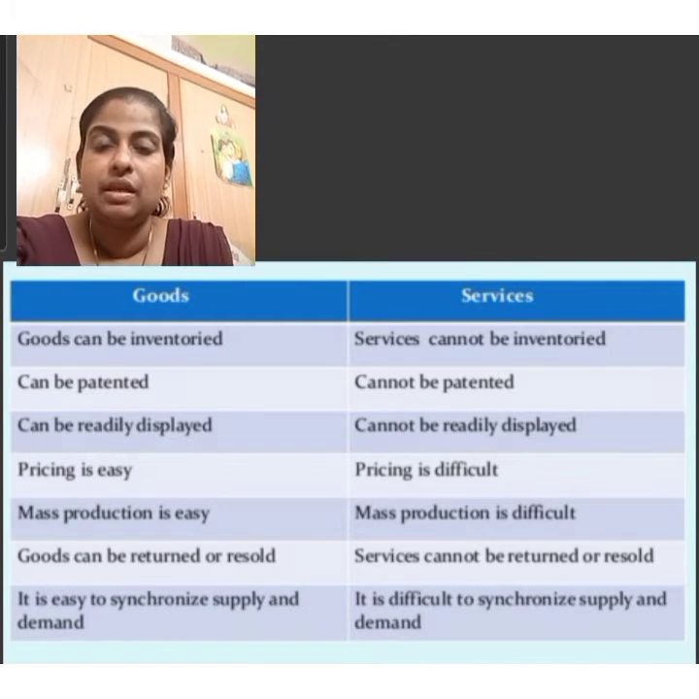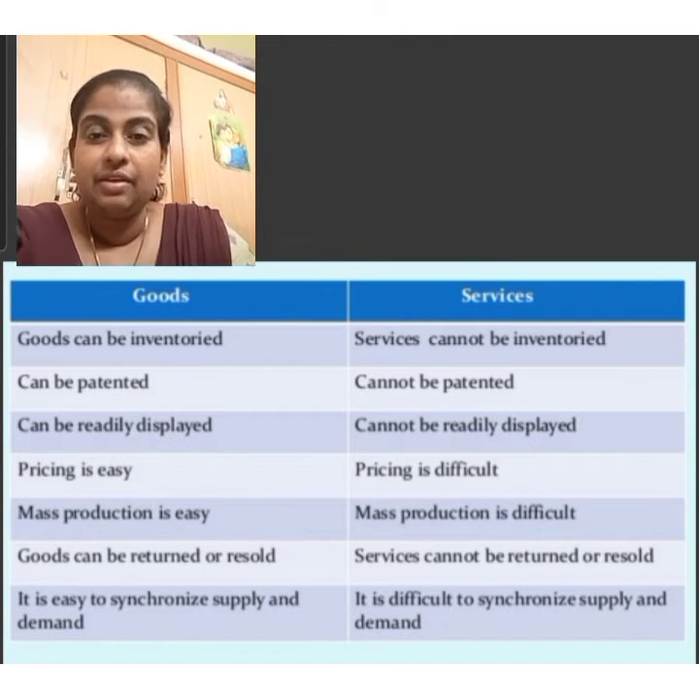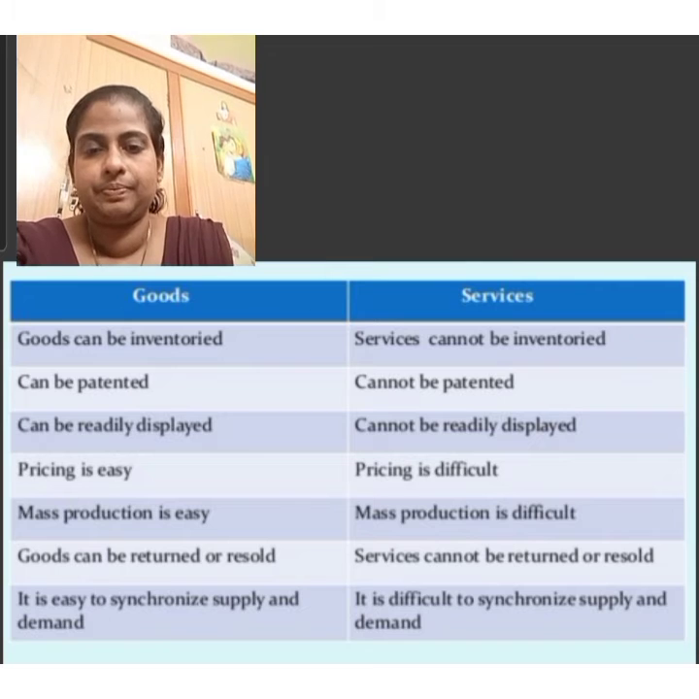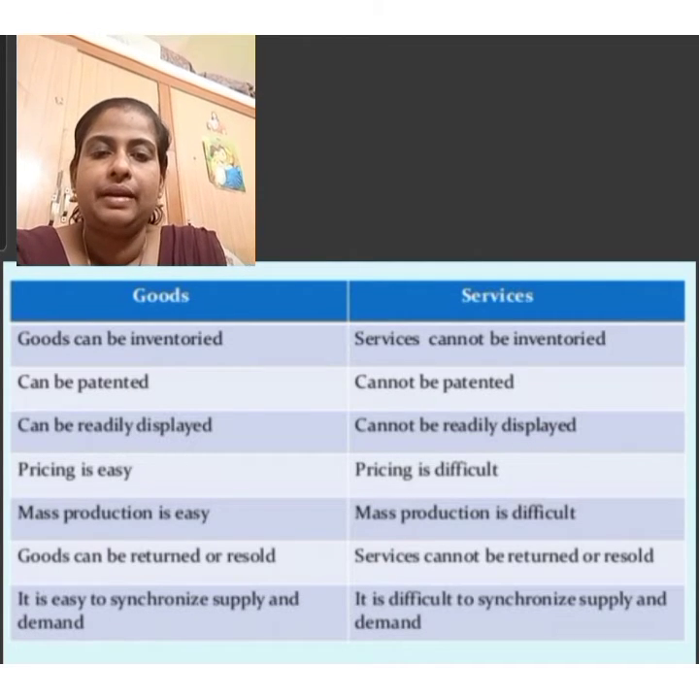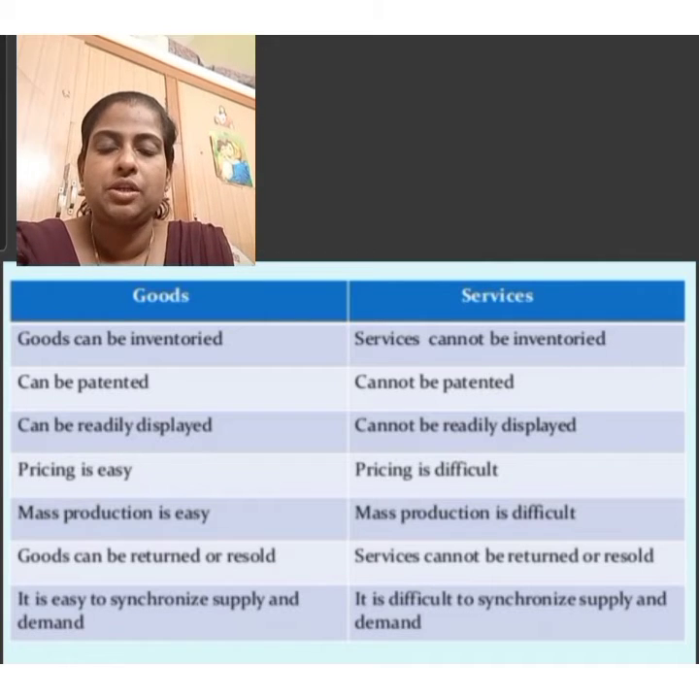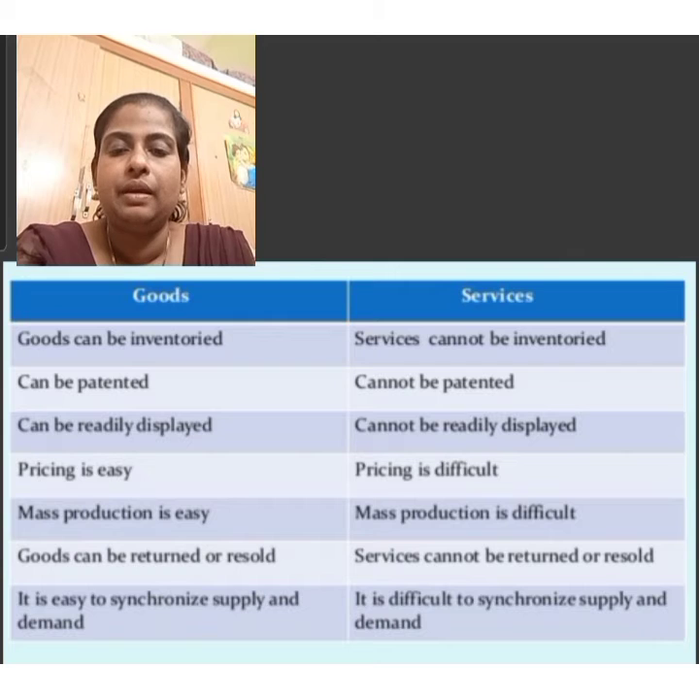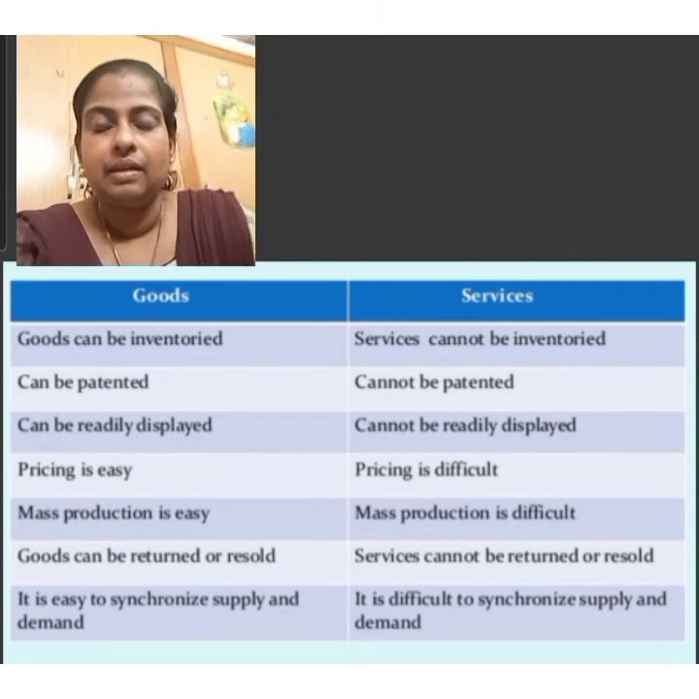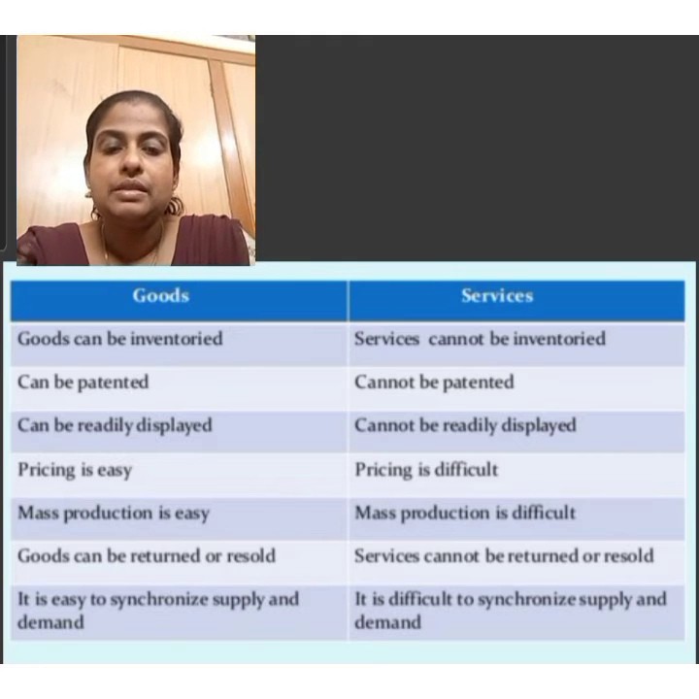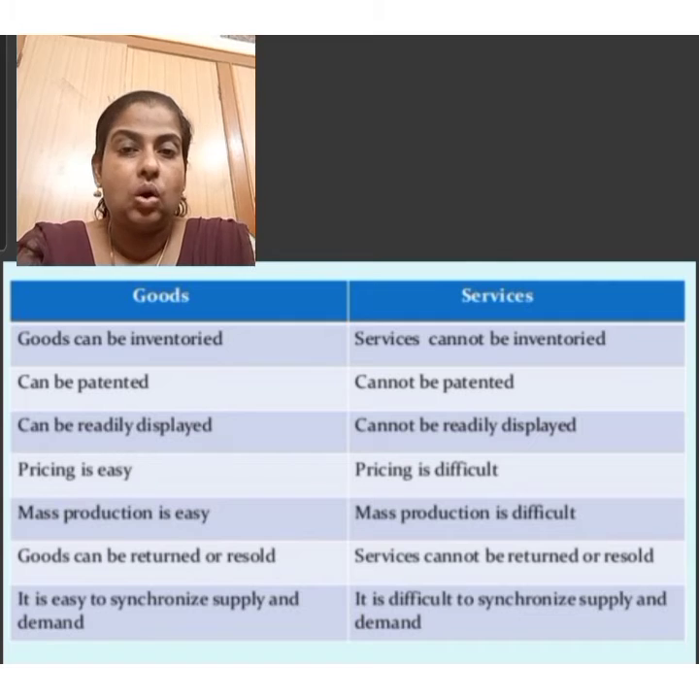Pricing of goods is very easy, but the pricing of services is very difficult. In goods, mass production is easy, but in the case of services, mass production is very difficult. Then goods can be returned or resold. We can resell these products. But in the case of services, services cannot be returned or resold.